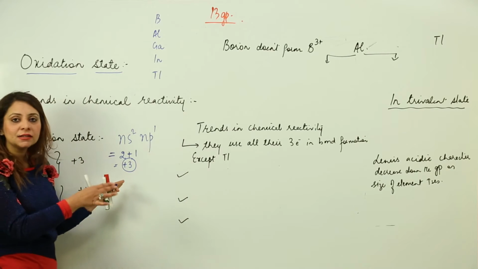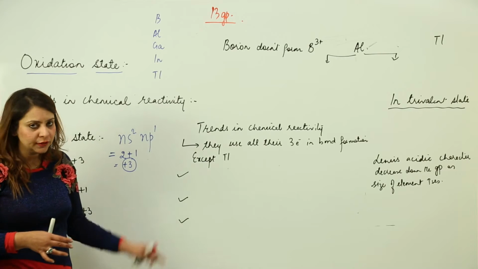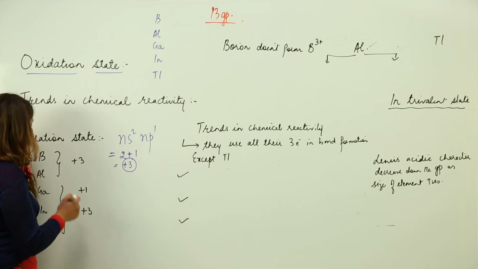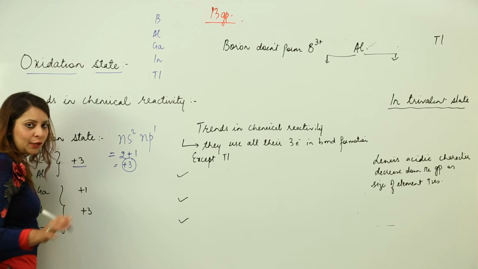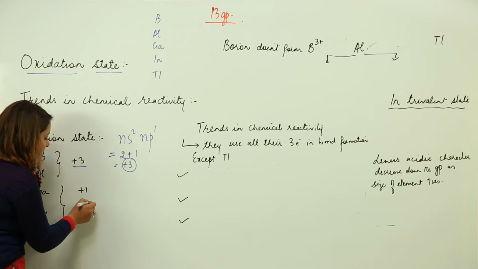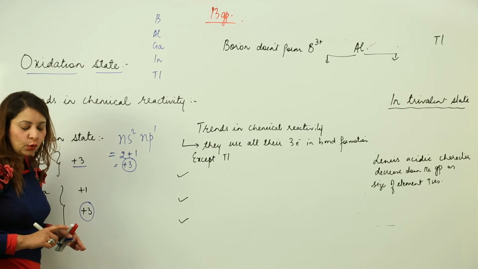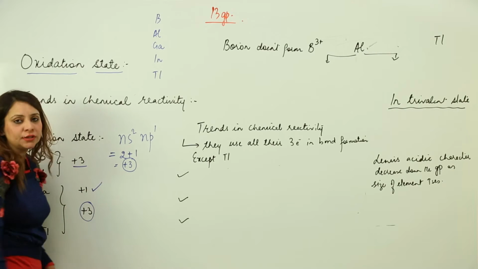So if we see how many elements out of this group actually show the +3 oxidation state, we'll see that boron and aluminium generally show only the group oxidation state, right? But as we move down, they show their group oxidation state, but in addition to it, they are showing +1 oxidation state also.